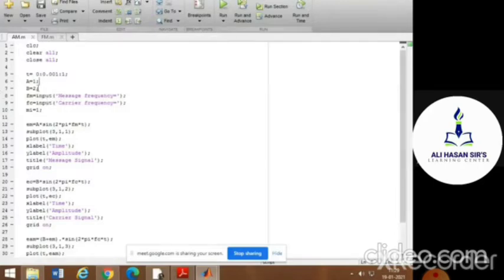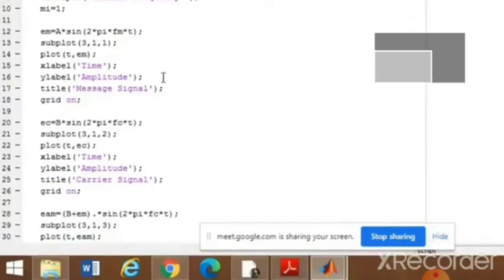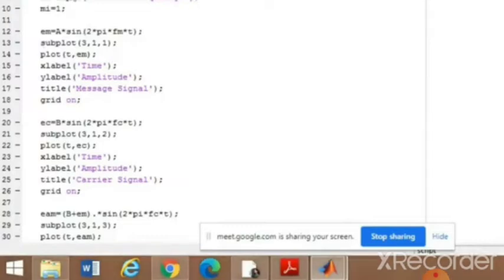In the second part, you can see Ec equal to B sine 2 pi fc t is given. Here the subplot is given as 3, which means in one page you can draw 3 plots. That's why I have written 3. 1 indicates the row number, and 2 indicates the second column, so this graph will come in the first row, second column. Then plot t comma Ec means the graph will be between time and the carrier signal. The label of the x-axis will be time, the label of the y-axis will be amplitude, and the title of the graph will be carrier signal.